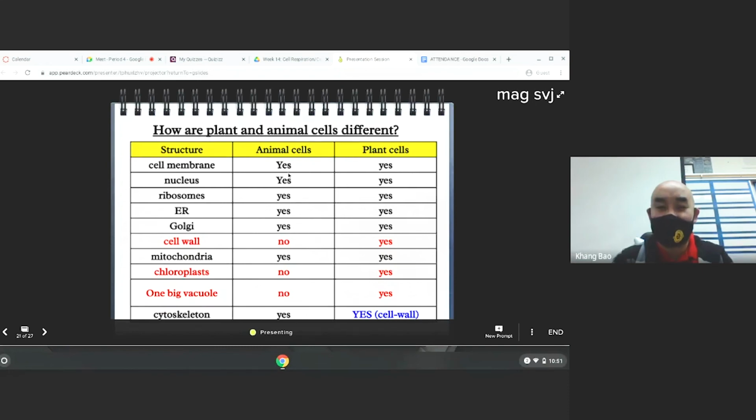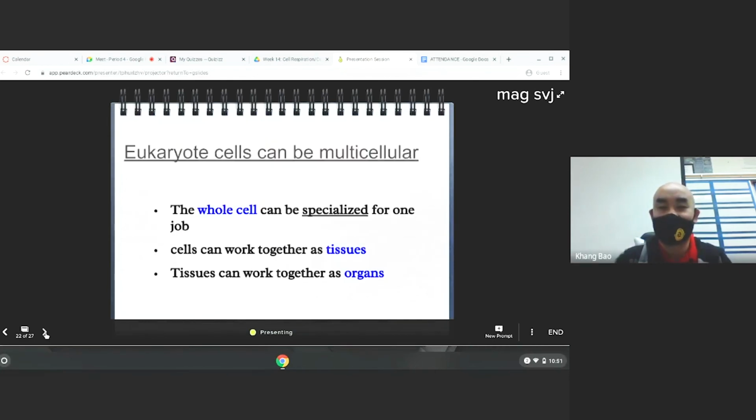Anything that animals have, you notice, plants also have. Some stuff that plants have, animals don't have. So keep that in mind. Like the cell wall, chloroplast, and big vacuole, for example. Plants have it, animals don't have it. Okay? It's pretty good being a plant. They can do a lot of things. The only thing is they cannot be flexible.